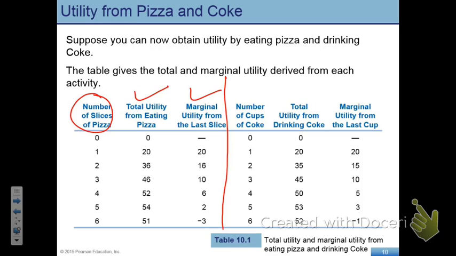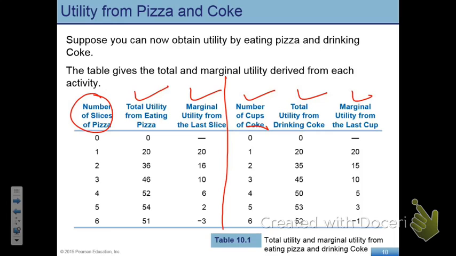Okay? What we have done in this table is that we have added a second good. This is Coke, number, total utility, and marginal utility. Okay? So we have information about how much utility you get from each unit of Coke and each unit of pizza.